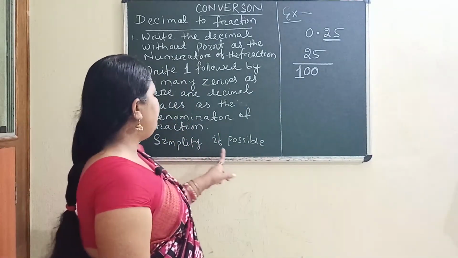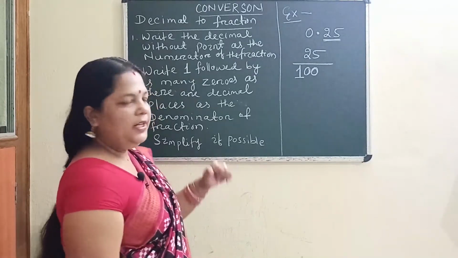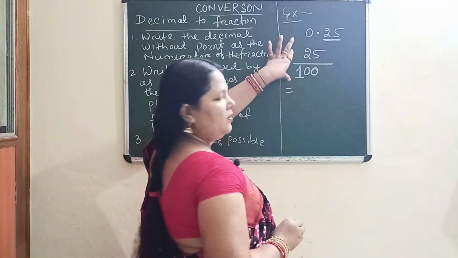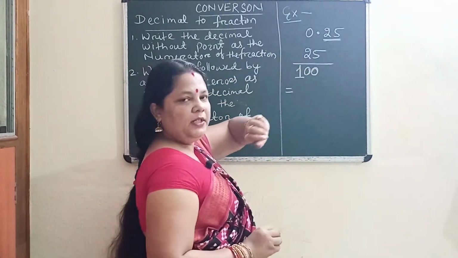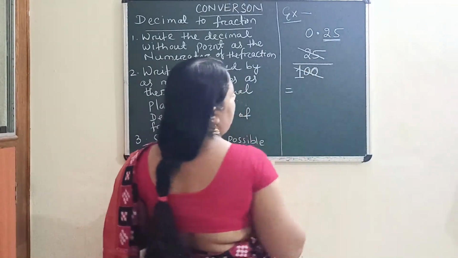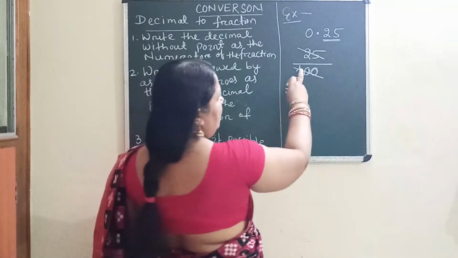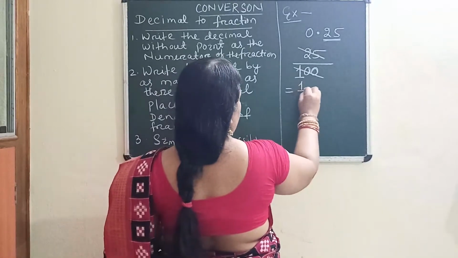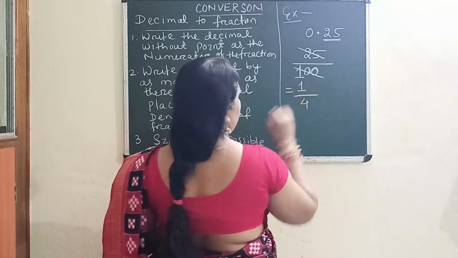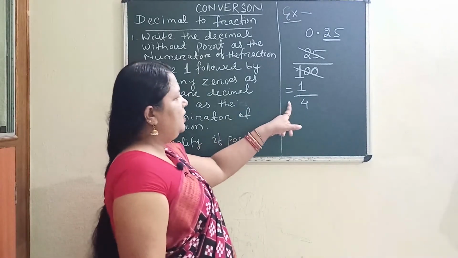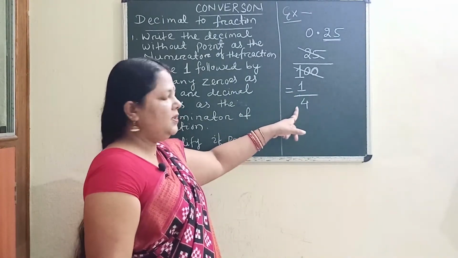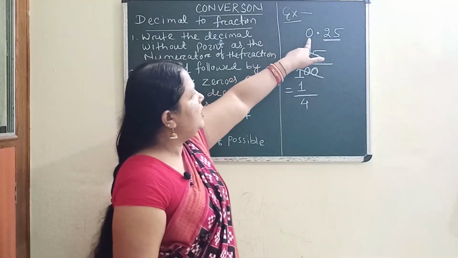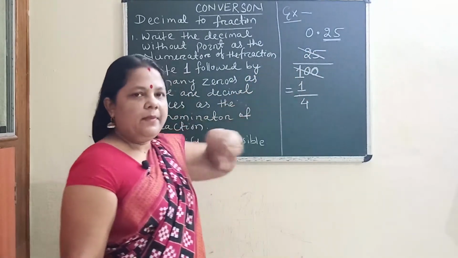Then third step, simplify if possible. Simplify means reduce to lowest term. How to reduce? We have already discussed that you have to find out the HCF of both numerator and denominator. So we can simplify here by cutting this number. Cutting means we are dividing. If you are dividing, both numbers are divisible by 25. So 25 ones are 25 and 25 fours are 100. So here we got the fraction 1/4 as your lowest term or reduced term of this 25 by 100. But the actual fraction we are getting after converting 0.25 is 25 by 100.